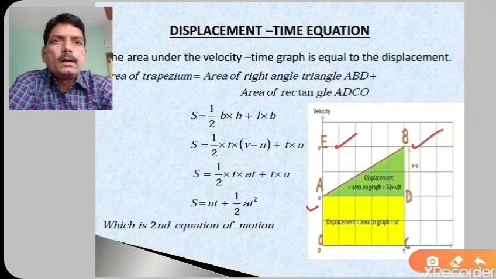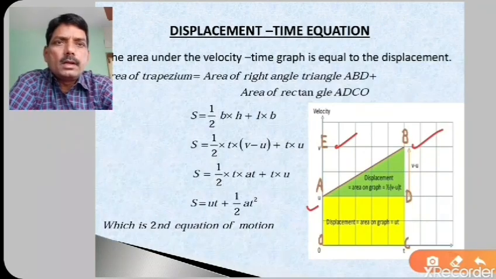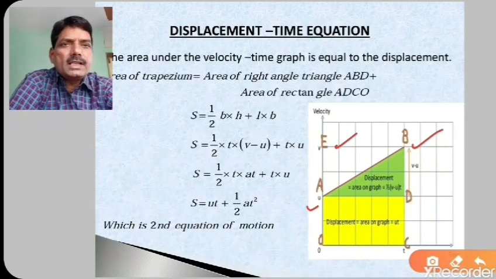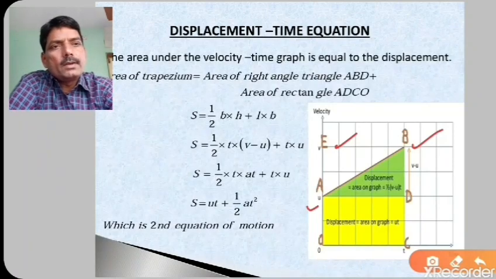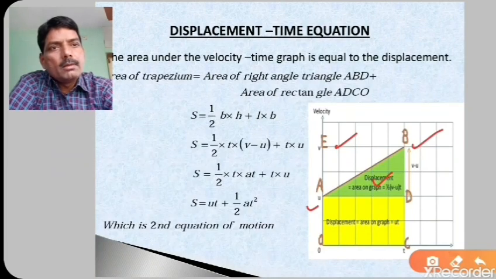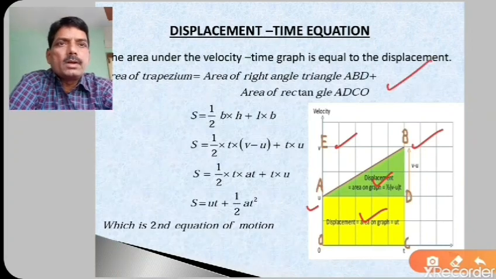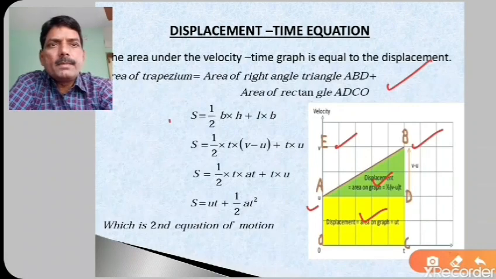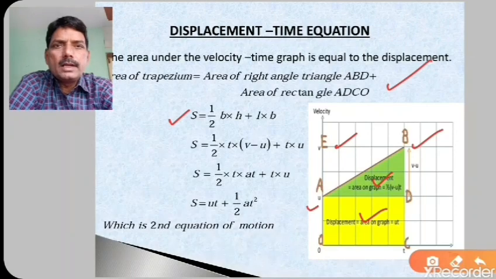So dear friends, now proceeding for the proof of this equation, we have to find the area under the velocity-time graph, which is equal to the displacement. So how will you find the area? You can find the area as the sum of the two areas, that is the right angle triangle plus the rectangle. So here I have written the formula. The area of the trapezium is equal to the area of right angle triangle ABD plus the area of rectangle ADCO. So ultimately the displacement S, remember, here the displacement will come.